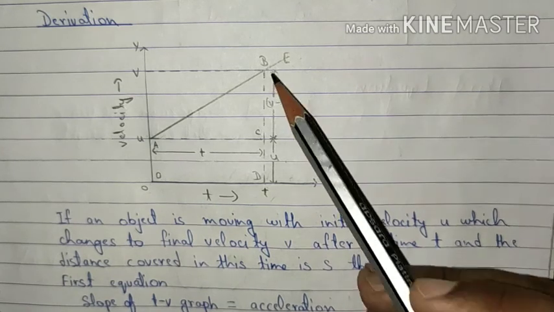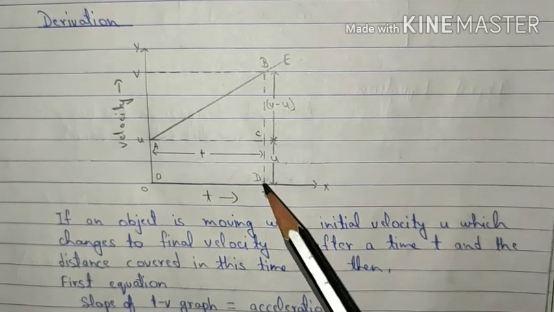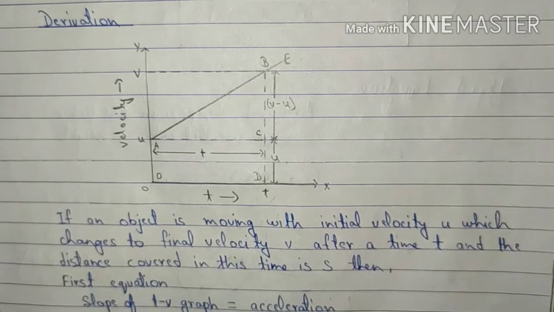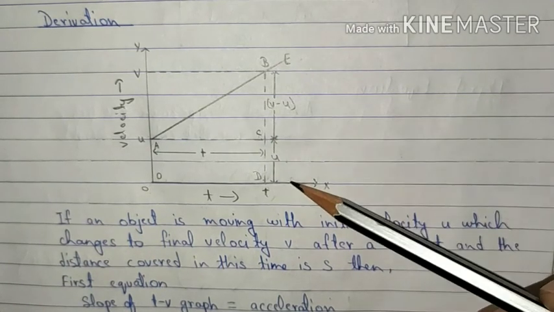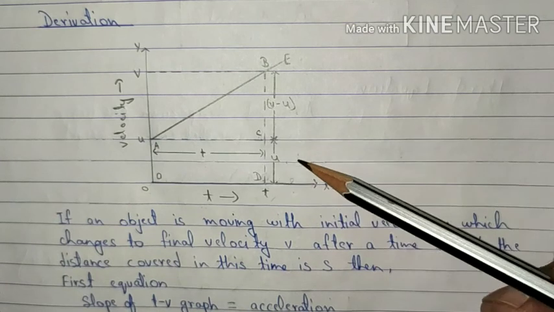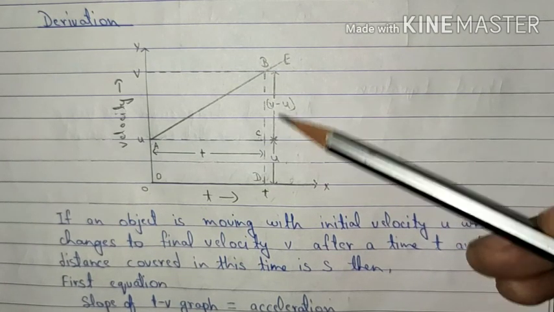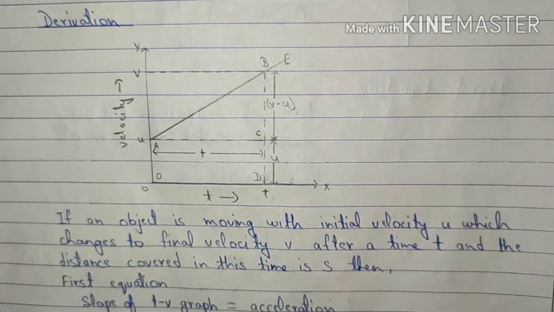Now BD is equal to v, hence BC becomes v minus u. Since this portion from here to here is v and from here to here is u, v minus u will give us this portion, that is BC over here.